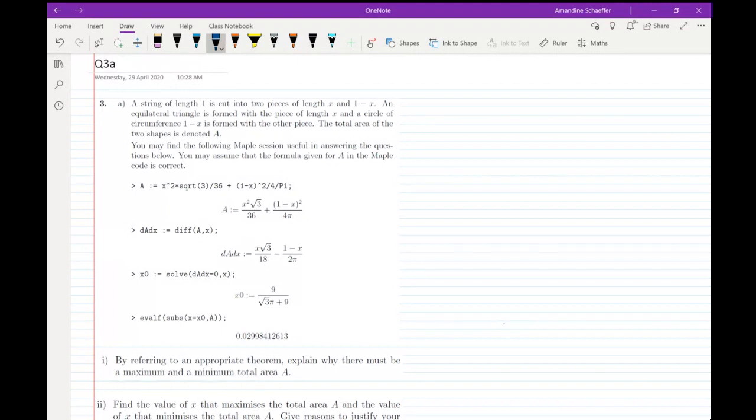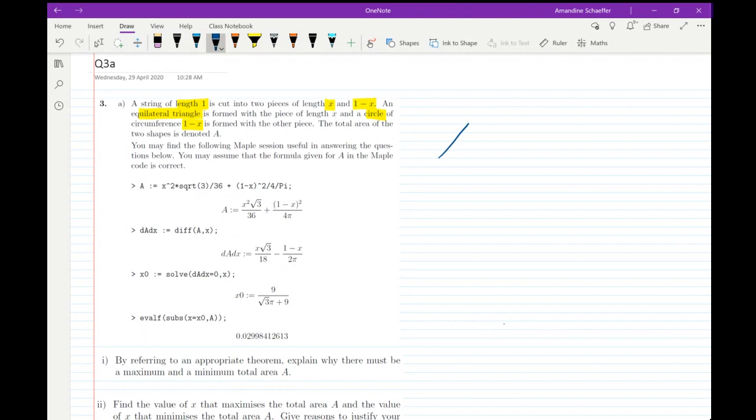All right, so you have a string of length 1, which is cut into 2 pieces of length x and 1 minus x. And then you use this string to make an equilateral triangle with one of the pieces, the one with length x, and a circle, which has a circumference 1 minus x. Then you look at the total area of the 2 shapes. I don't really know why you would do that, if there's any application, but well, that's the idea here.